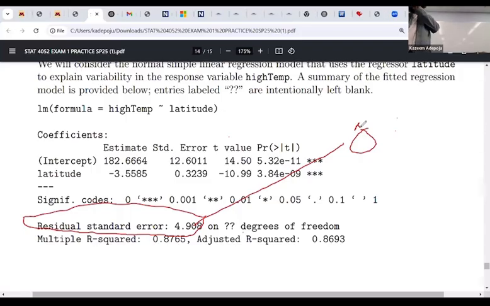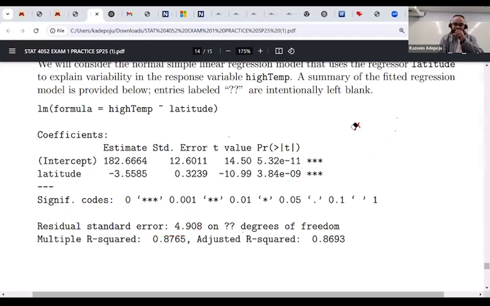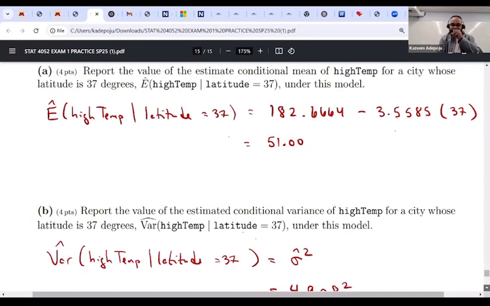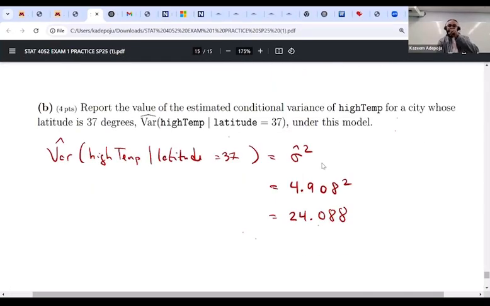Does that make sense? That is the reason why I said this exam is going to test your knowledge of interpretation a lot. Knowledge of interpretation, knowledge of computation, and your theoretical knowledge. That was why I come here and I square 4.9. That is coming from the regression output. Then that's what I have.